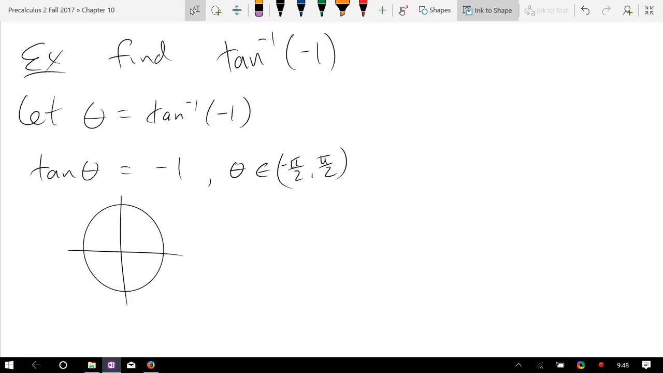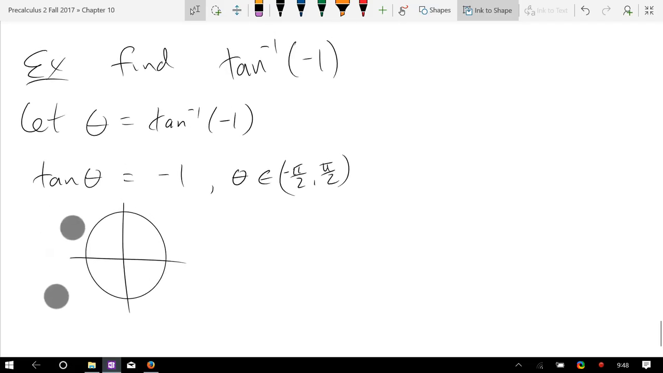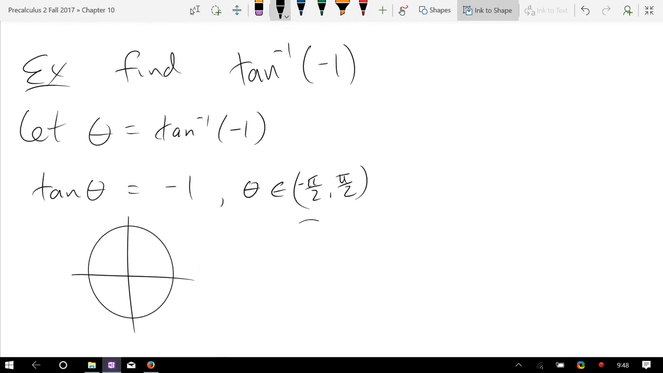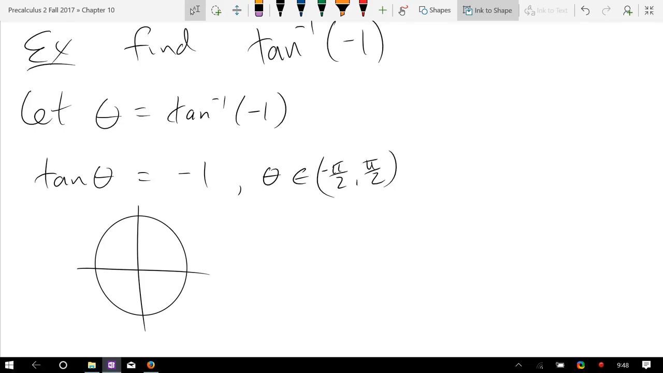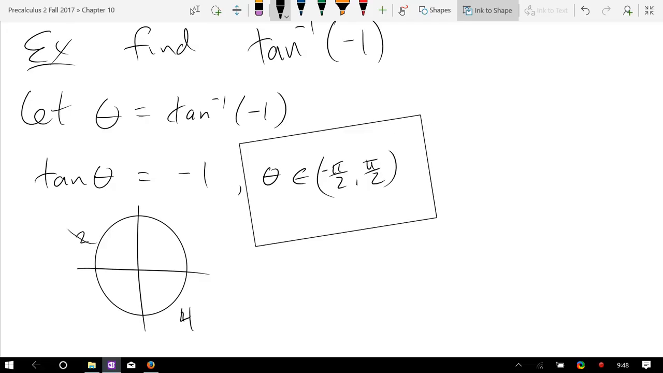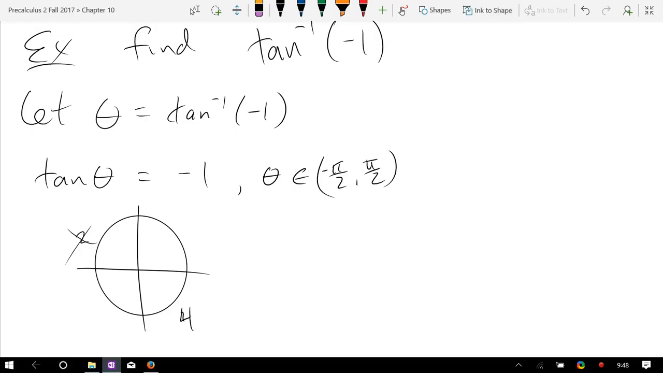So how do we know what quadrant we're in? Right away, I can only use quadrant 4 and 1. Are we in 4 or 1? So we have to be in 4. How do we know that we're in quadrant 4, not quadrant 1? Because it's negative. So tangent is negative in 4 and 2. However, just given the restricted domain, we're not going to be using 2. We're going to be using 1 and 4. So 2's out, 4's in.